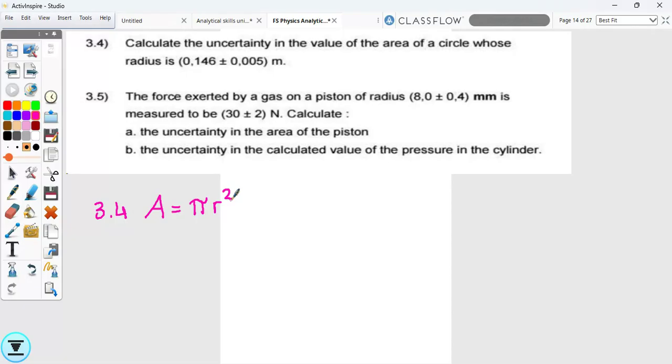Pi r squared. So again, to get that value, you are just going to use your normal values, pi on your calculator, and r you're going to use your value that they give you there, 0,146, and that's going to give you your value for the area. This normally just counts 1 mark, sometimes another for the significant figures, but plug and play, we're assuming that you can do that when you made it this far. So please give me an answer for the area.